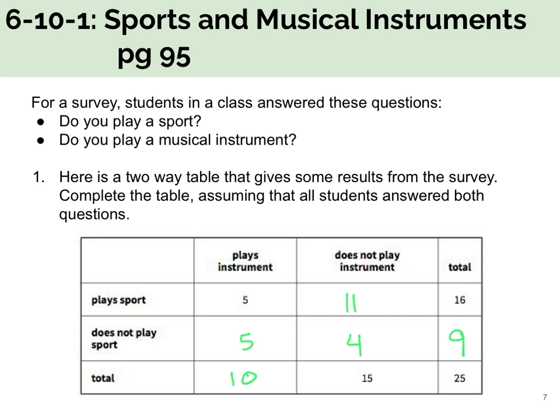So notice how all of these, if I add downward, they're all going to equal: 5 plus 5 is 10. 11 plus 4 is 15. 16 plus 9 is 25. And then if we add sideways, we have 5 plus 11 is 16, 5 plus 4 is 9, 10 plus 15 is 25. So notice how we have all these totals, and if we're given some of the information on the two-way table, we're able to go ahead and fill in the rest of the two-way table. So again, here are the answers that we should have gotten.